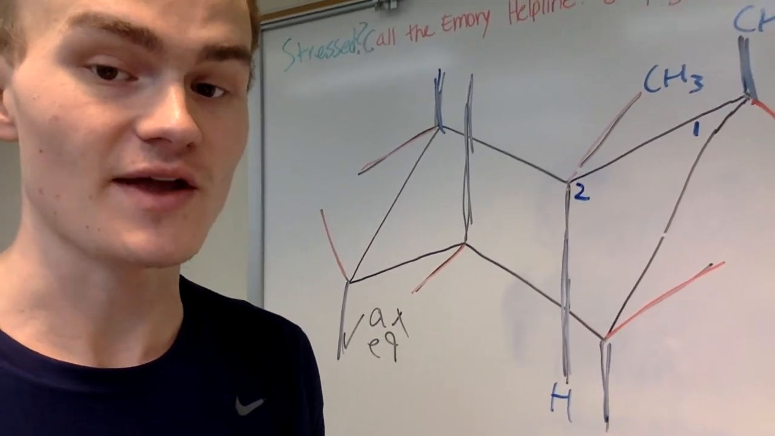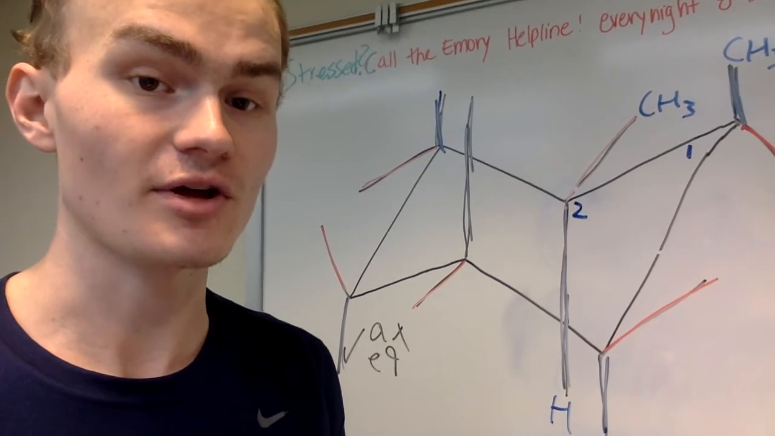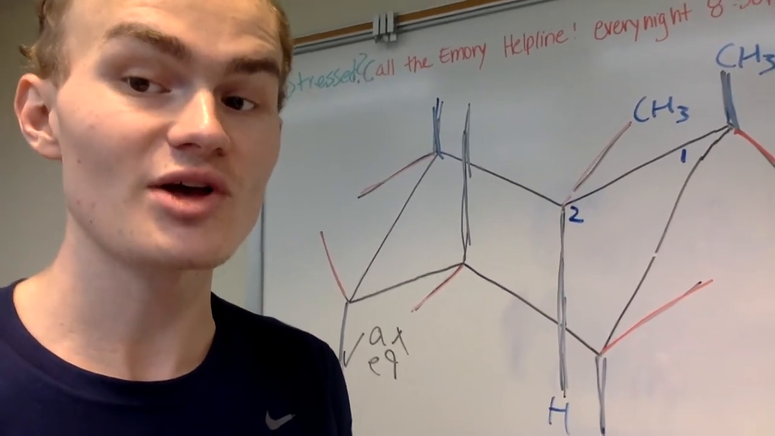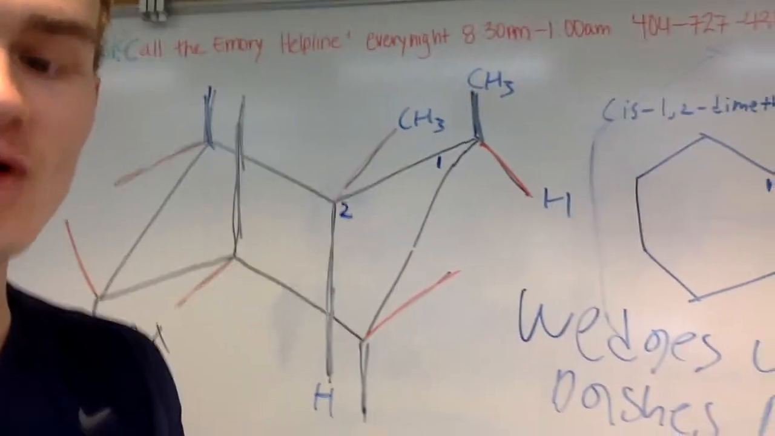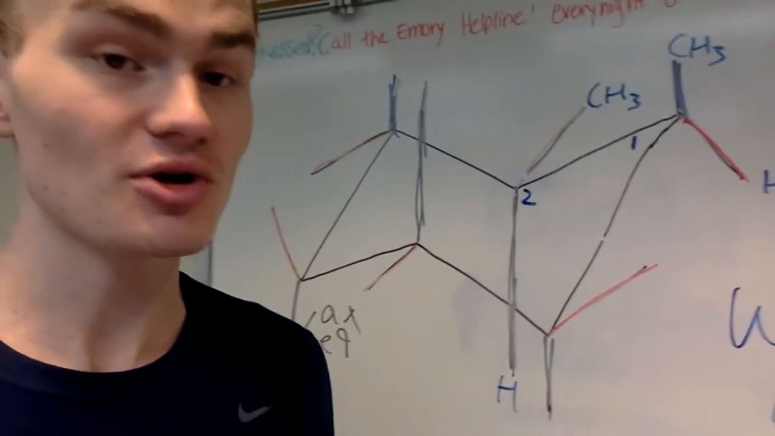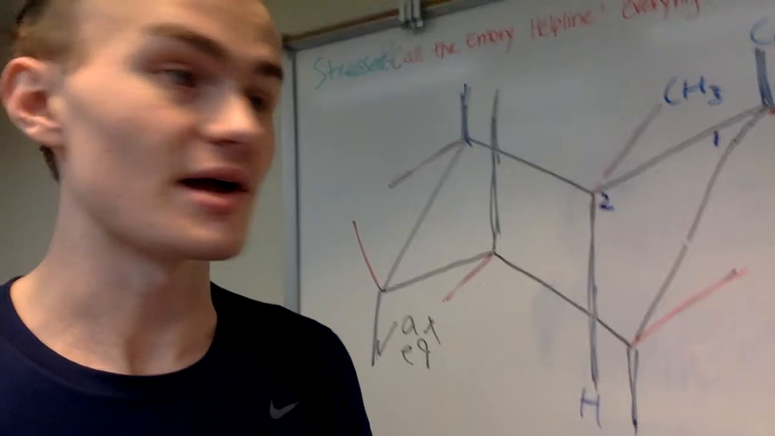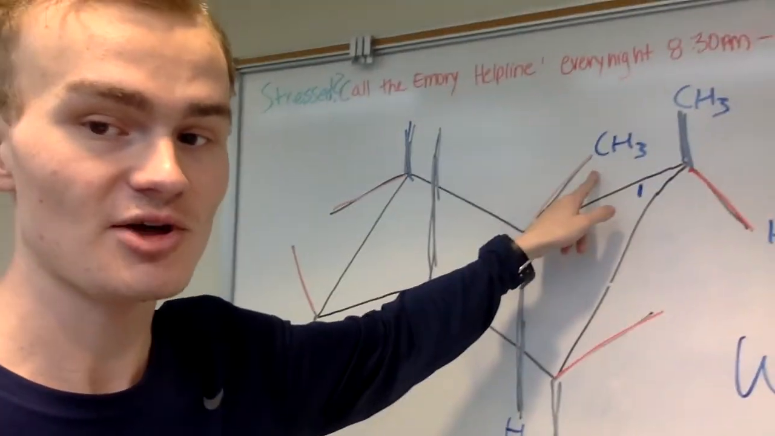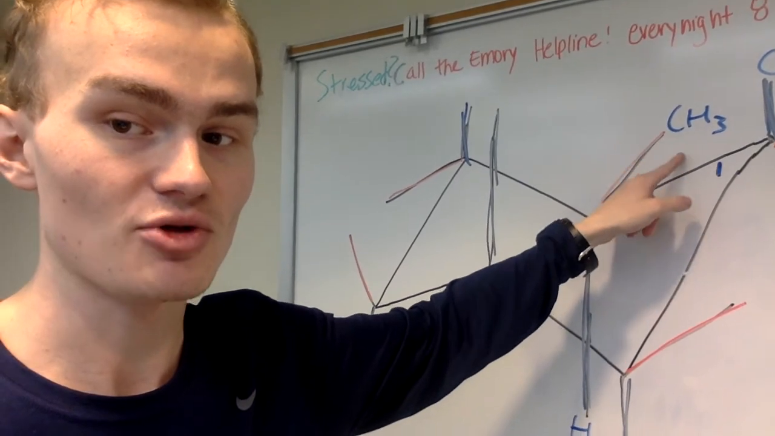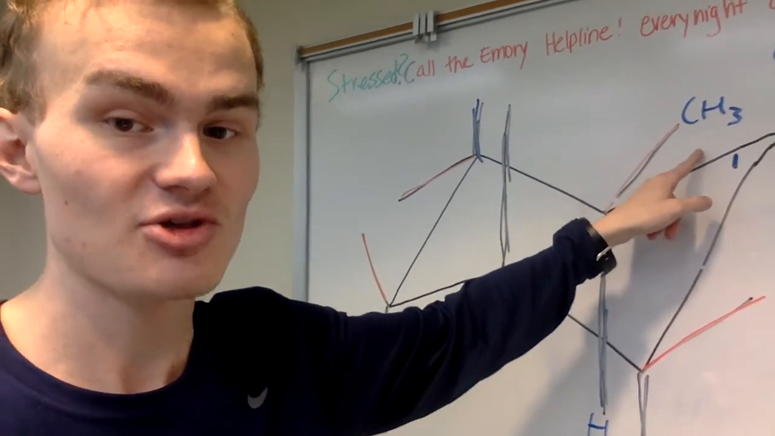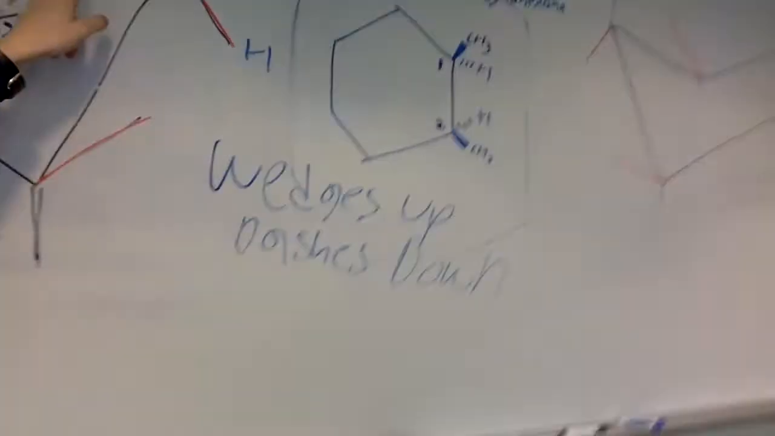And then the other thing that happens when you do a chair flip like this is that if it was axial, it'll now be equatorial. The wedges up, dashes down rule, that's still going to hold true, okay? But because carbon number 2 was equatorial, it's now going to be axial when we do the chair flip over here. So let's take a look at what this would look like.